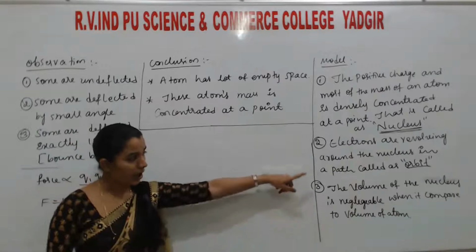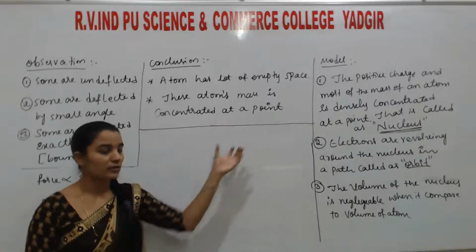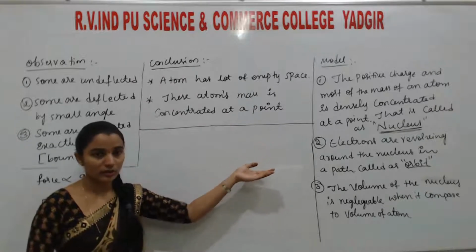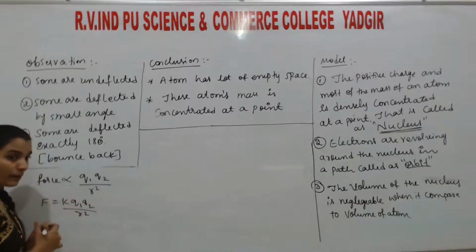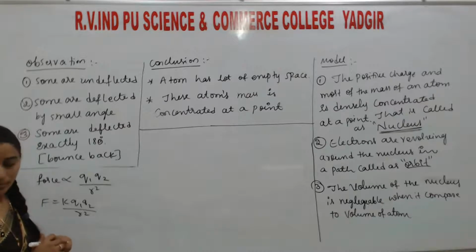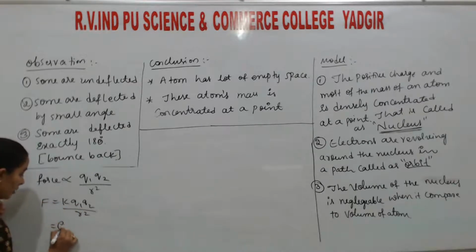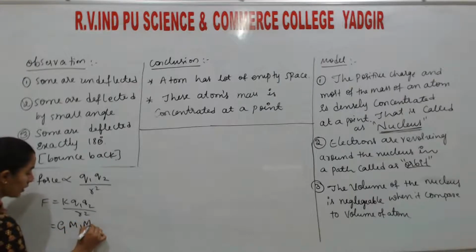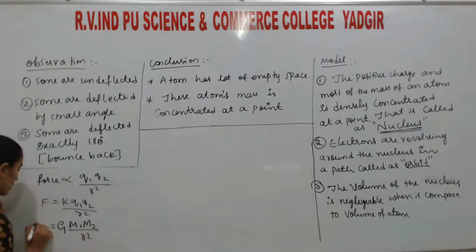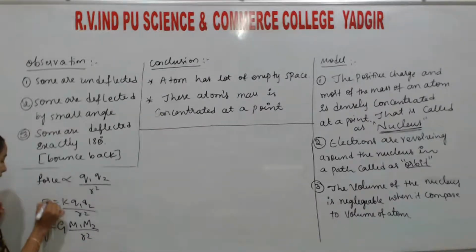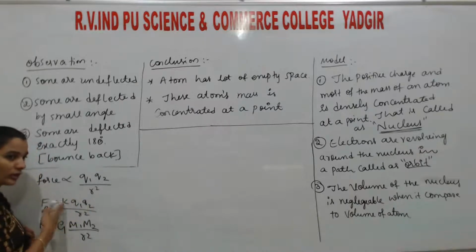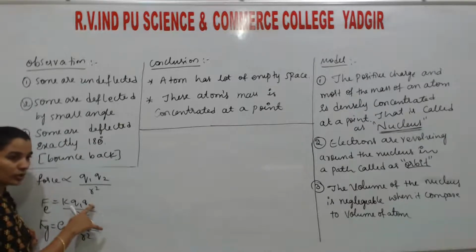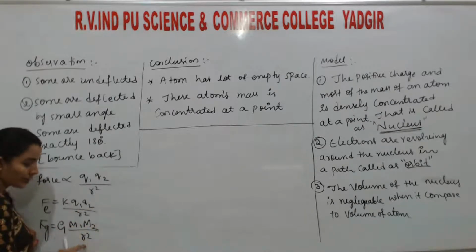When they are revolving in the orbit, they are in acceleration and experience a force, directly proportional to Q1 Q2 by R square. This is compared with gravitational force: Fg equals G M1 M2 by R square. This is Fg, gravitational force, where G is the gravitational constant; that is Fe, electrical force, where K is the electrical constant. Q1, Q2 are charges, M1, M2 are masses, and R is the distance between them. This is applicable to the solar system.